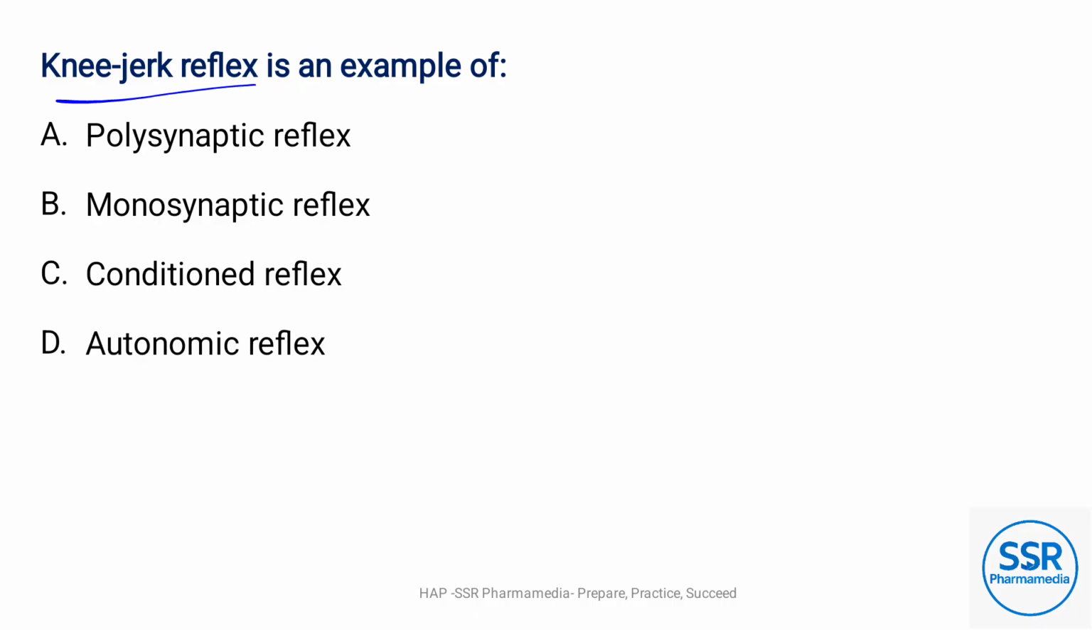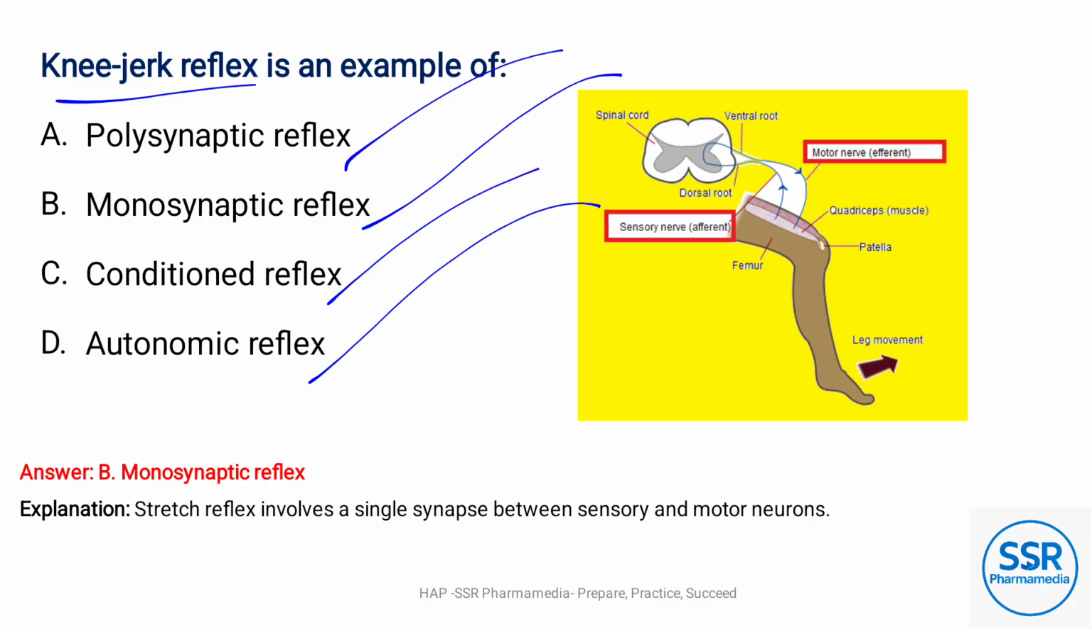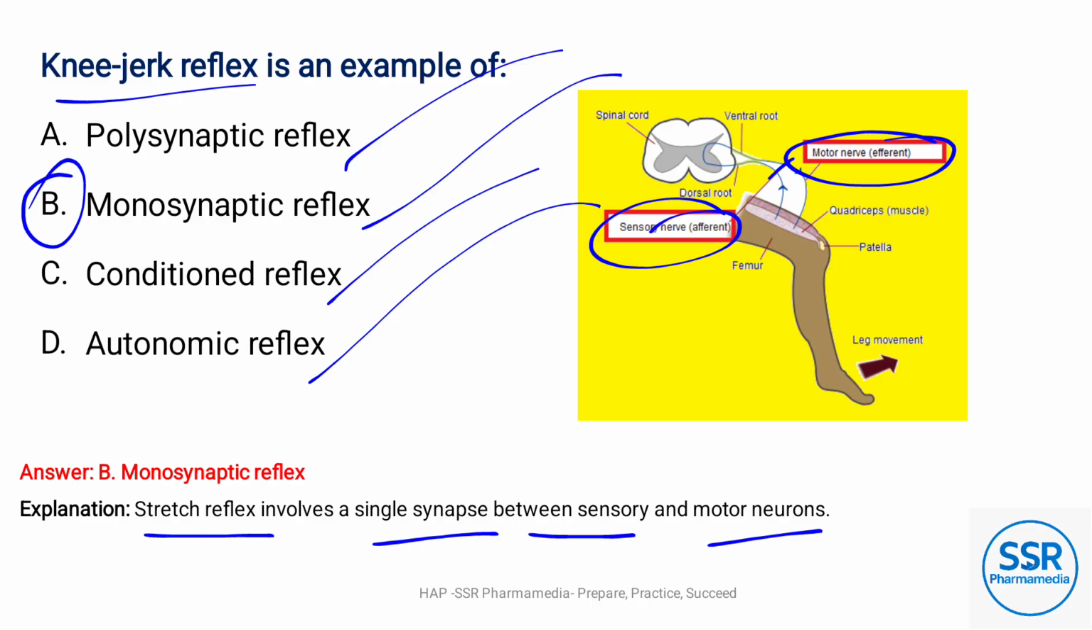Knee jerk reflex is an example of: option A, polysynaptic reflex; option B, monosynaptic reflex; option C, conditioned reflex; option D, autonomic reflex. So the answer is option B, monosynaptic reflex. The stretch reflex involves a single synapse between sensory and motor neurons.